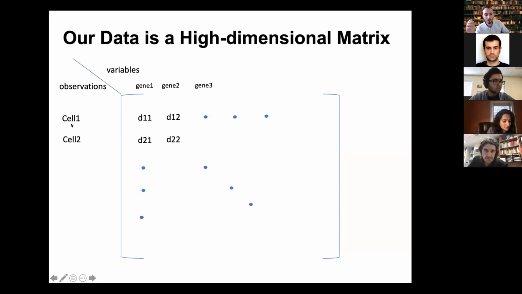We have some sort of matrix where rows represent observations. Here they're distinct cells. And columns are variables or features. Those two terms are completely interchangeable. Observations and samples, features and variables, those terms mean exactly the same thing. And we're looking at a set of genes. Maybe there are 10,000 genes expressed in a data set, and we want to figure out how to understand that data set.